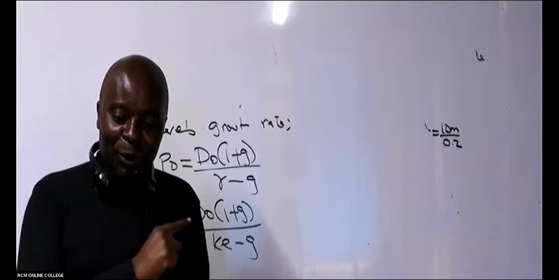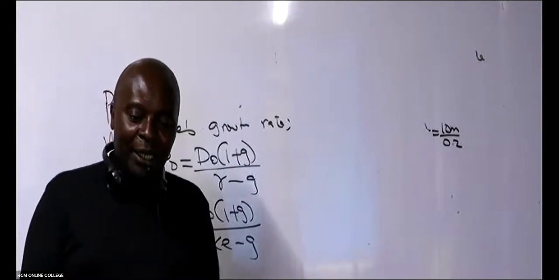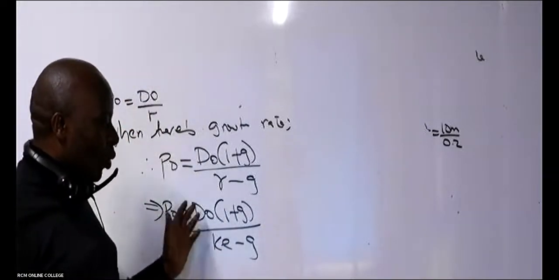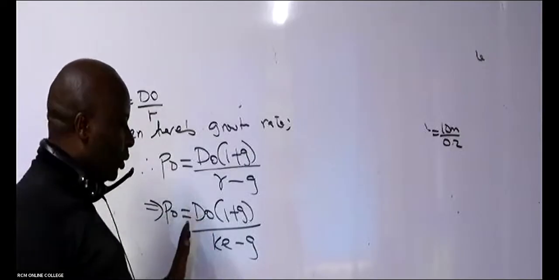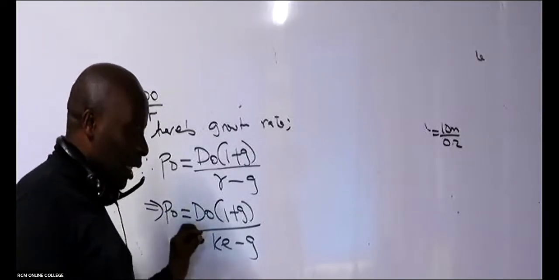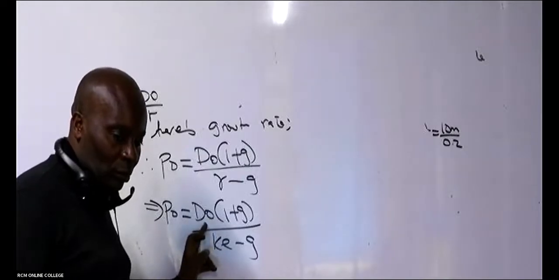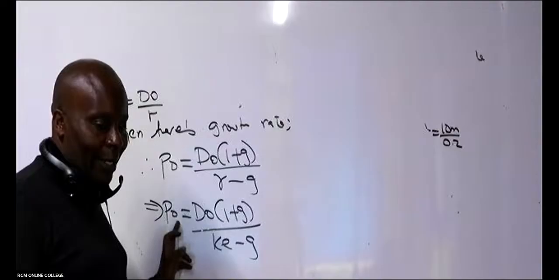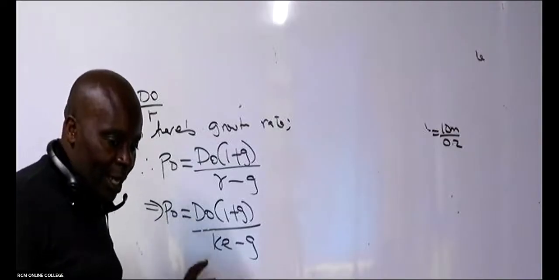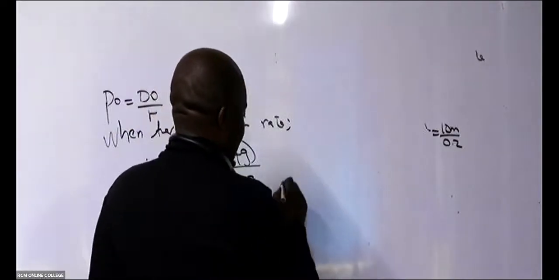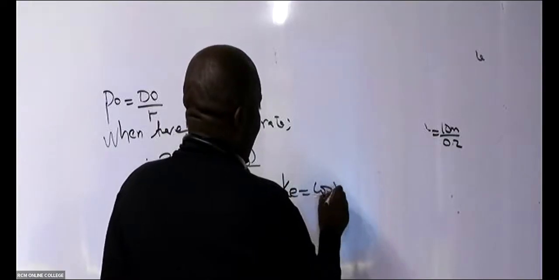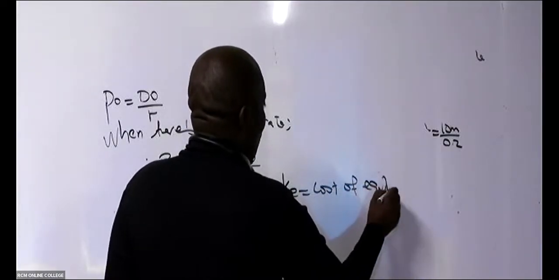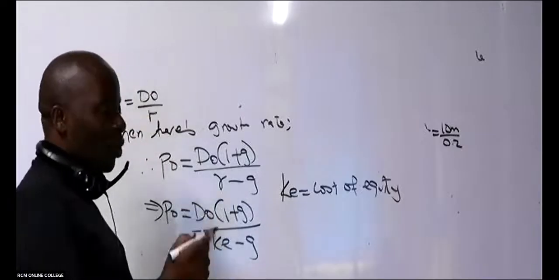Now, with that concept, you'll be able to remember. But again, remember that this D0 is not the district officer. We know what D0 stands for: current dividends per share. P0 stands for current market price per share. Ke is cost of equity. Ke is cost of equity.